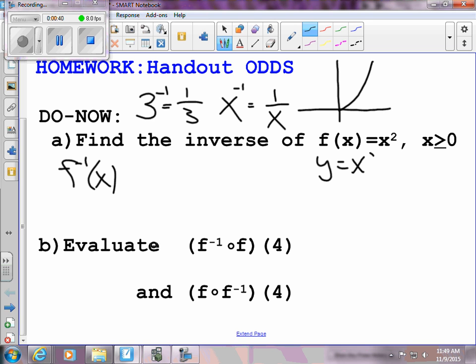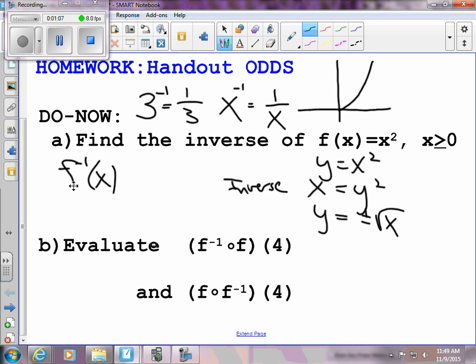So, what did we do to get the inverse again? We switch them, right? So we have x equals y squared. This is the inverse. And then we solve for y. When you solve for y, what do you get? Yeah, normally you say plus or minus the square root of x. But it has to work out to be a function. For each x, there can only be one y.